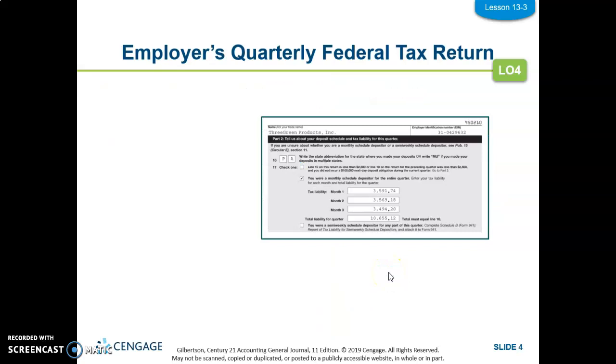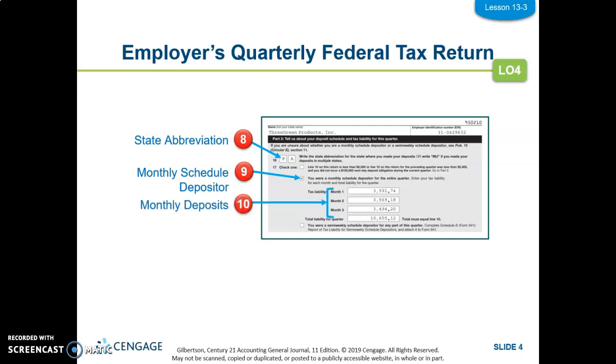So then the last part of the form, which is on page 389 in your book, the next step that we do is we put our state abbreviation, so PA for Pennsylvania. We say if we are a monthly scheduled depositor, which most people are, depending on your size. And then the last step is we do the monthly deposits.